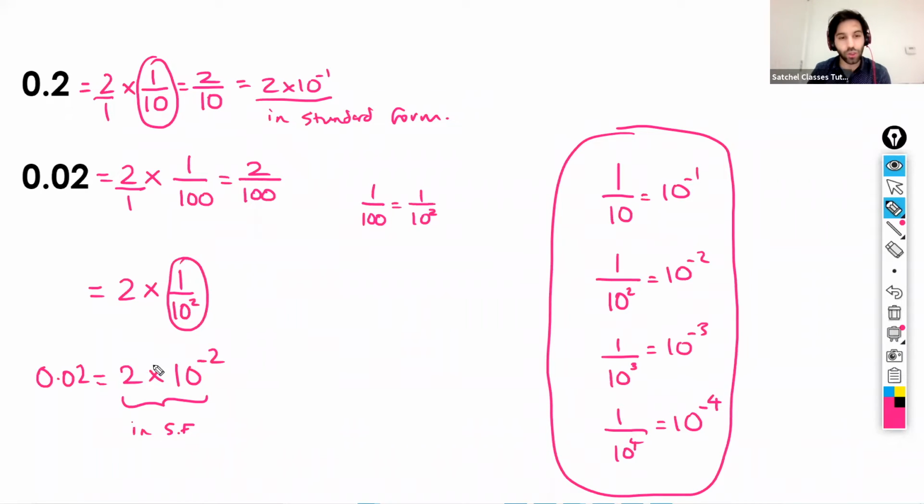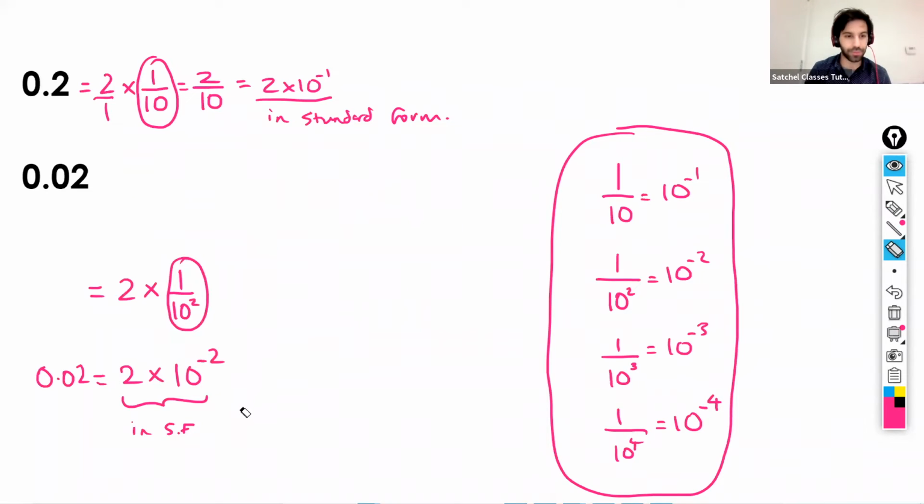So as I said, when we deal with small numbers, so numbers that are no longer whole numbers but rather decimals, the power is going to be negative. Now, hopefully you'll be able to see another pattern here. So I'm just going to rub some of this writing out.